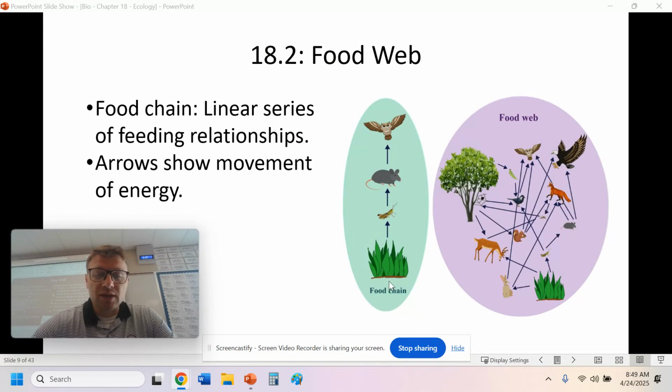A food chain is one linear sequence of feeding relationships. You can see here the grass is eaten by the grasshopper. The grasshopper then is eaten by the mouse. The mouse is eaten by the owl. That is one food chain.